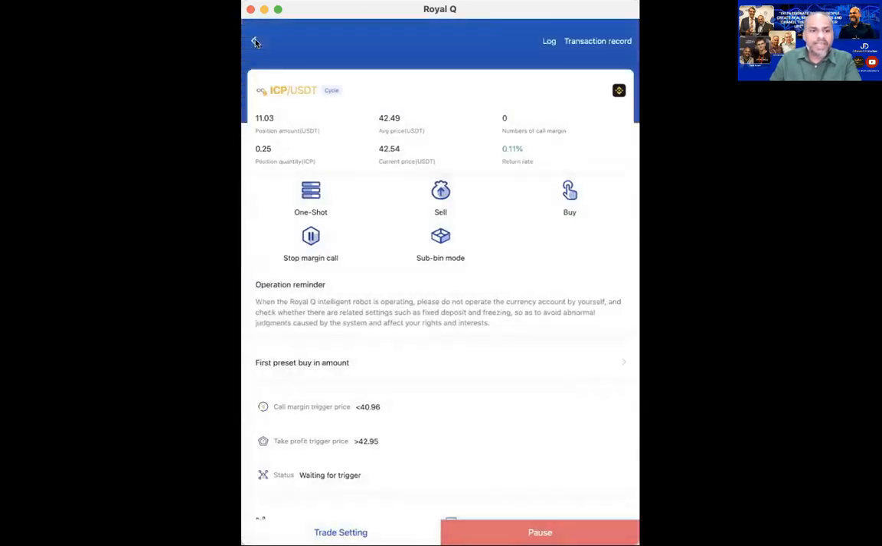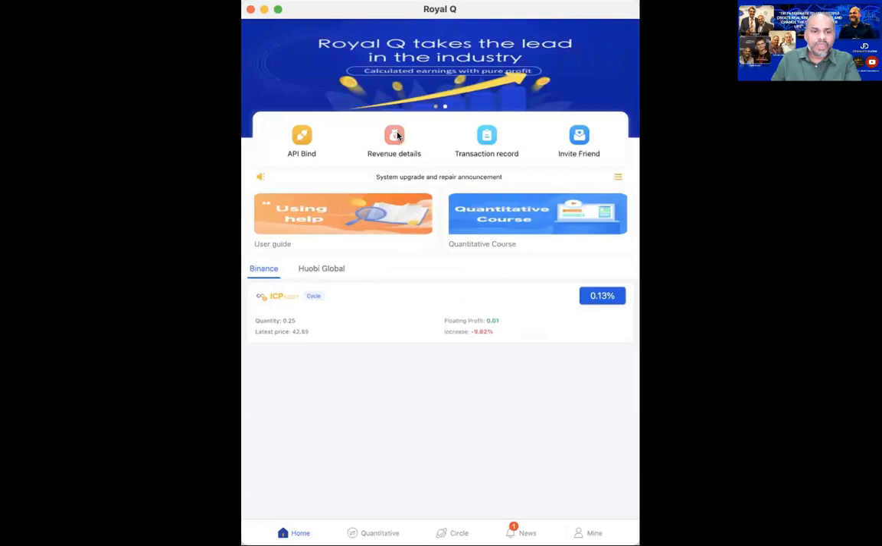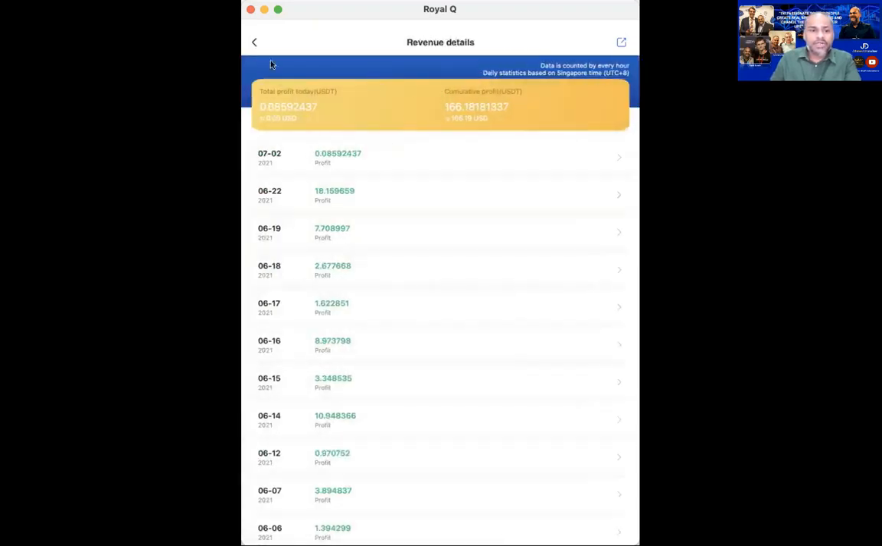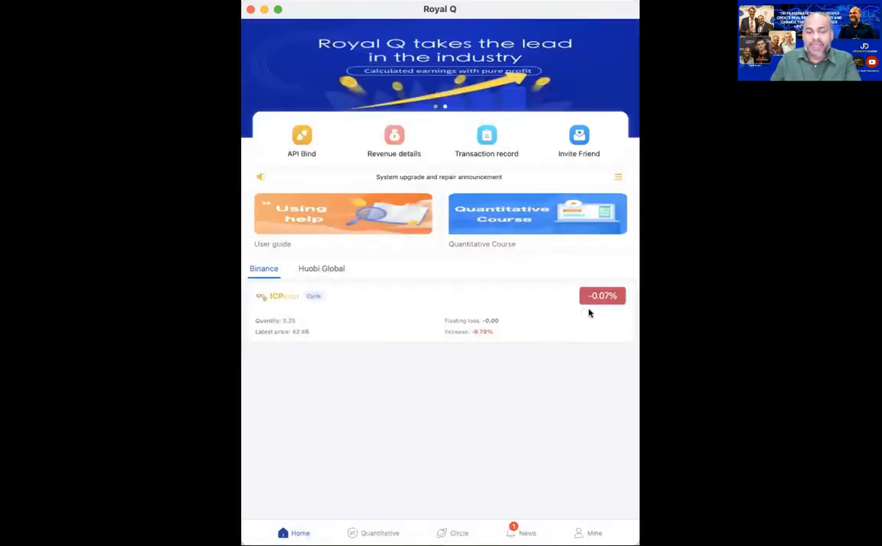If I get back into my revenue, I can check here. This is my first trade for today, for this account. I just made about 0.0085 USDT for this trade. Can you see that? You can actually look into the detail, and I have already made the profit. But after making that profit, you can see that my robot is continuing.